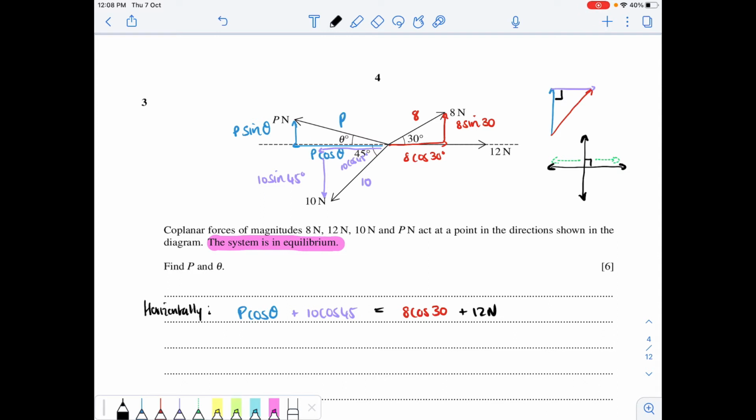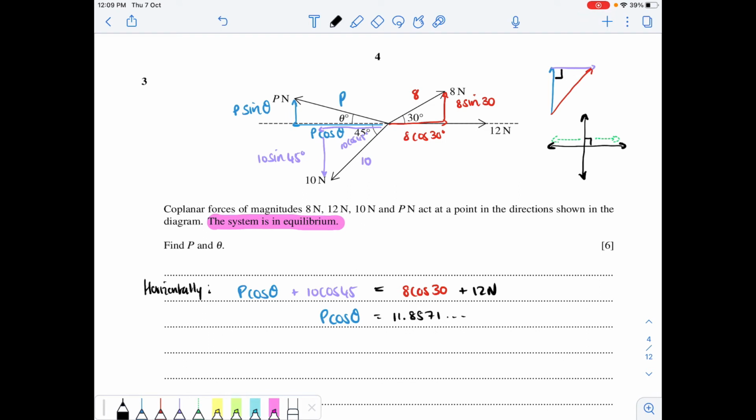Right, so from here we can rearrange things and we can isolate P cos theta by itself. And what we'll do is just take that 10 cos 45 to the other side. So at this point, make sure that your calculator is in degrees. So we'll go 8 cos 30 minus 10 cos 45 plus that 12. And we're going to get 11.8571, etc. Now, we need the exact value of this, so it's in your best interest to store this value in your calculator for later on. And you can possibly just, in pencil or something, mark the letter that you've stored it in. So I'm going to store this as A. So I have that value stored as A in my calculator for later.